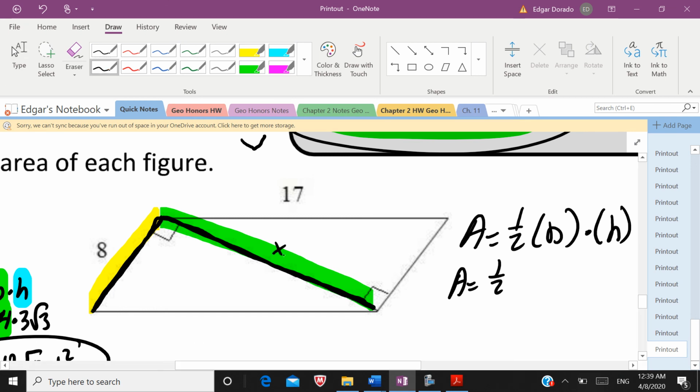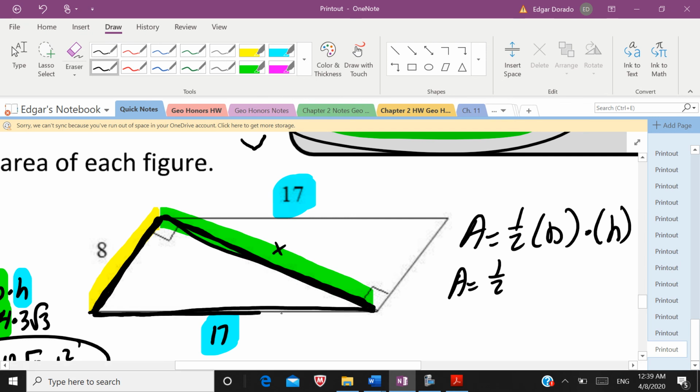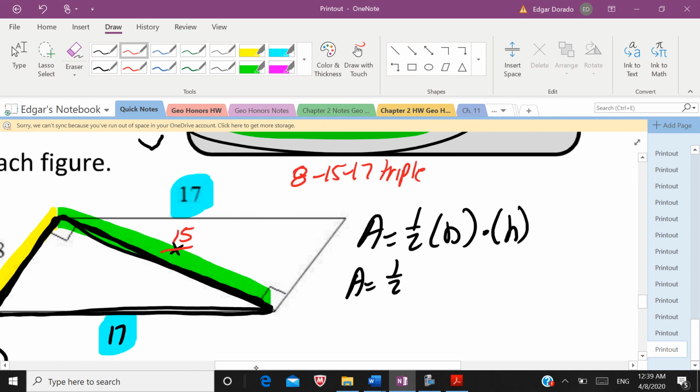What is this x? Well, let's establish one thing. If this is 17, so is this. And doesn't this look familiar? What kind of triangle is this, guys? 8 blank 17. 8, 15, 17. This is an 8, 15, 17 triple. Again, guys, Pythagorean theorem is your friend. You can use it. Okay? So, I have my base. My base is 15. I have my height. From over here, it was 8.